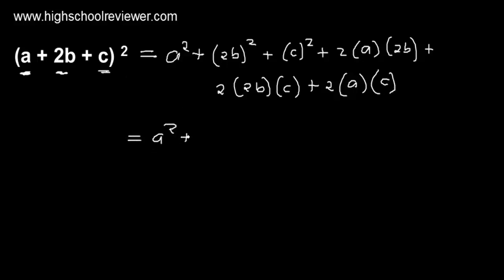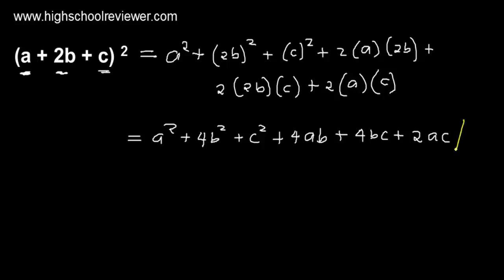A squared plus 2b raised to the power of 2, this will be equal to 4b squared plus c squared. And positive 2 times a times 2b, this will be equal to positive 4ab plus 2 times 2b times c, this is 4bc plus 2 times a times c, this is 2ac. A squared plus 4b squared plus c squared plus 4ab plus 4bc plus 2ac. This is now our final answer.